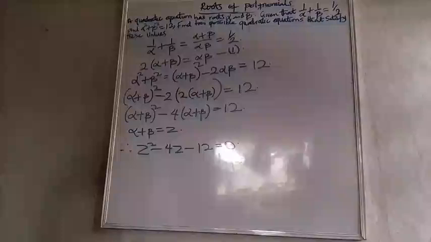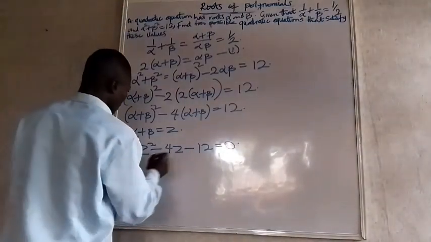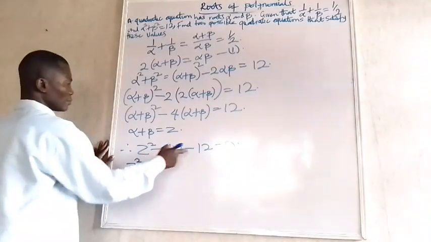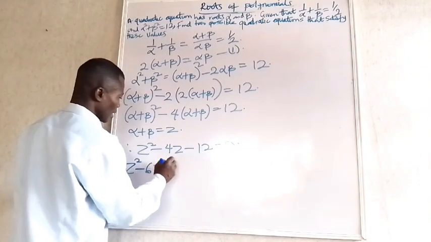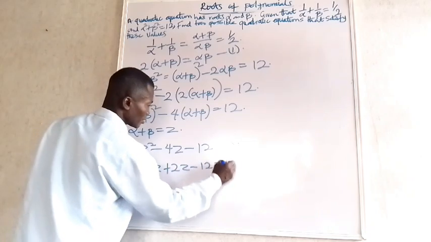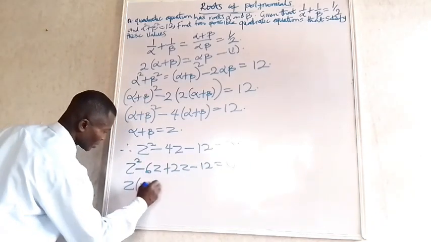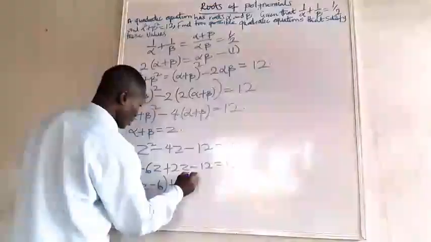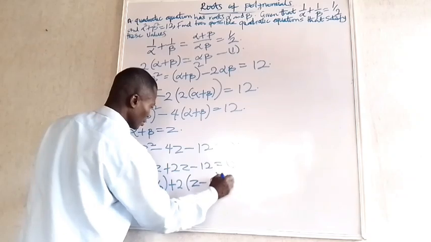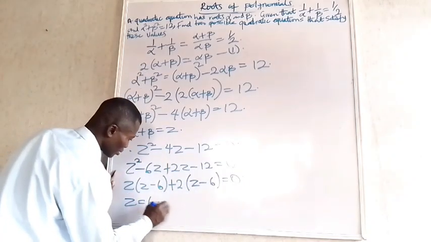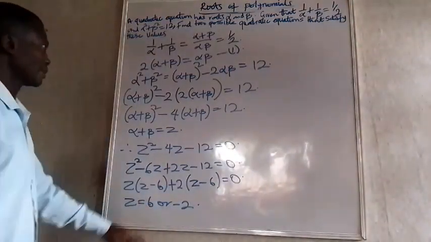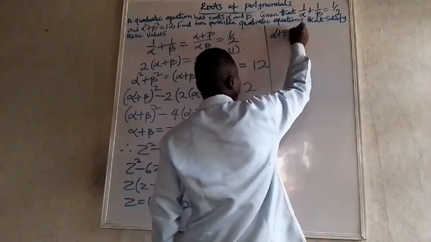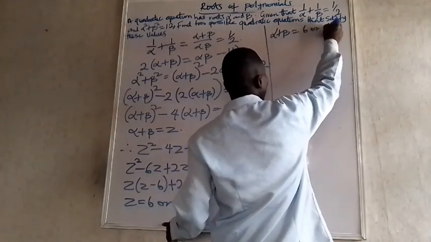Okay, is equal to 0. So I can now say z squared minus 6z plus 2z minus 12 is equal to 0. So I can say (z minus 6) times (z plus 2) is equal to 0. So z equals 6 or minus 2. Now we have discovered that alpha plus beta is equal to 6 or minus 2.